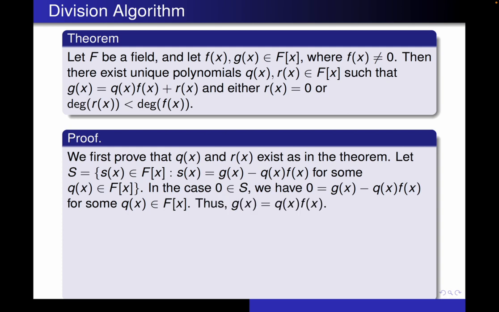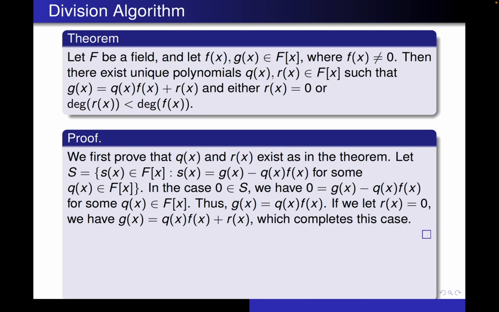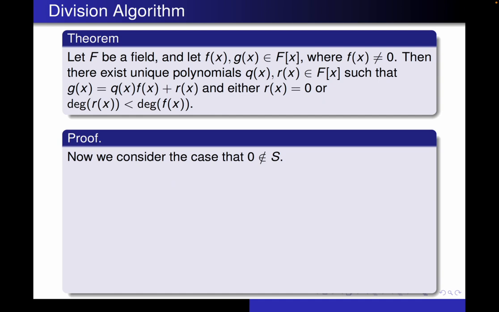If we solve for g(x), we get g(x) equals q(x) times f(x), and then we can just let r(x) be the zero polynomial, and then we get g(x) equals q(x) f(x) plus r(x). So that completes the existence part of the theorem in that particular case. And now that we've eliminated that case, we can assume that all the polynomials in S are non-zero.